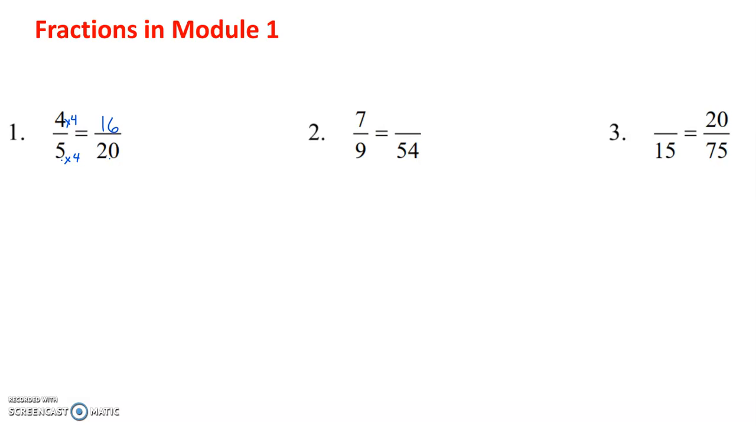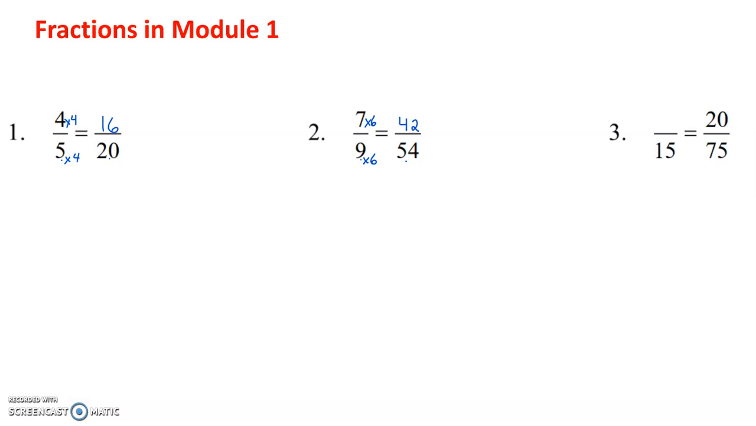And it's the same with number 2. We looked at 9 and 54. Okay, I have to multiply 9 times 6 to get to 54. So I have to multiply 7 times 6, and that equals 42. So we're able to make equivalent fractions through multiplication.